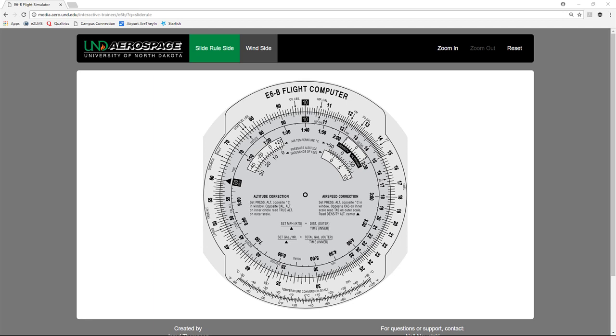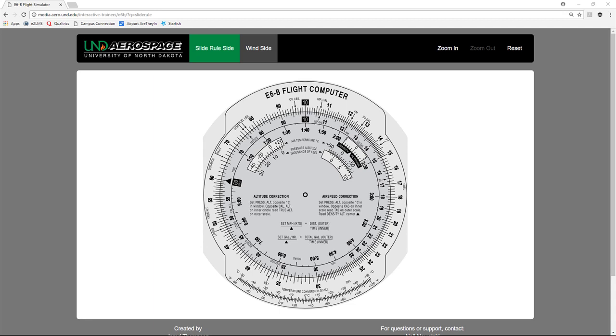So to make these calculations, we need to align our pressure altitude with our temperature using the windows, and then we can read our density altitude above, and we can look at the A and B scales to convert between true airspeed and calibrated airspeed. So in our first example, we will say that we have a calibrated airspeed of 150 knots.